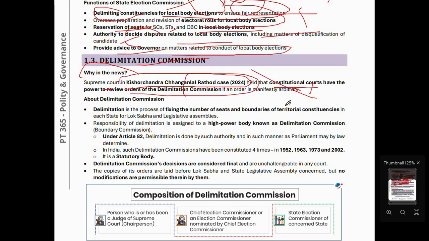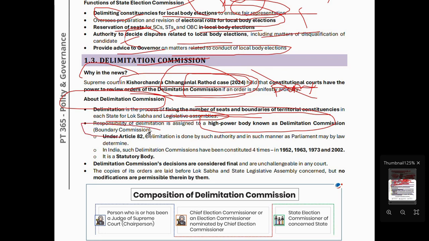Delimitation is the process of fixing the number of seats and boundaries of territorial constituencies in each state, for the Lok Sabha and legislative assemblies. This is a high-power body known as the Delimitation Commission, also known as the Boundary Commission. This is an important point. Under Article 82, delimitation is done by such authority and in such manner as Parliament may by law determine.